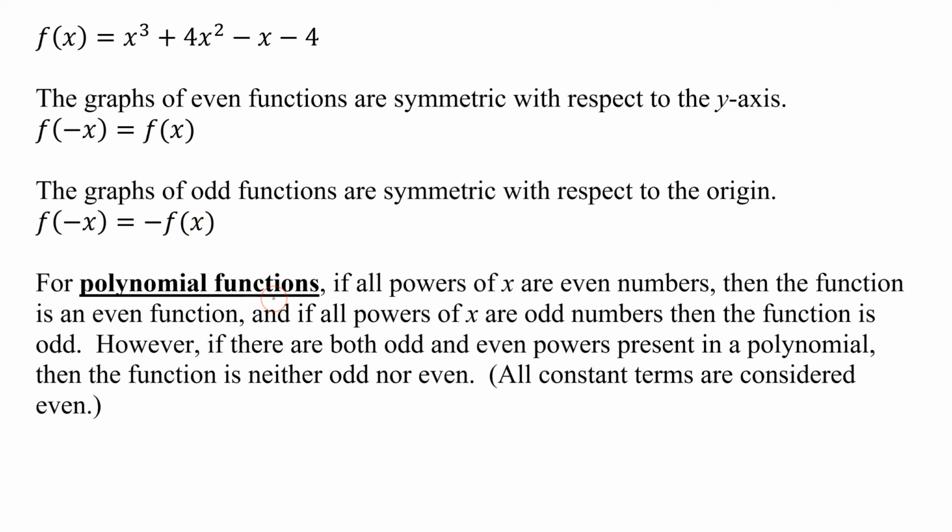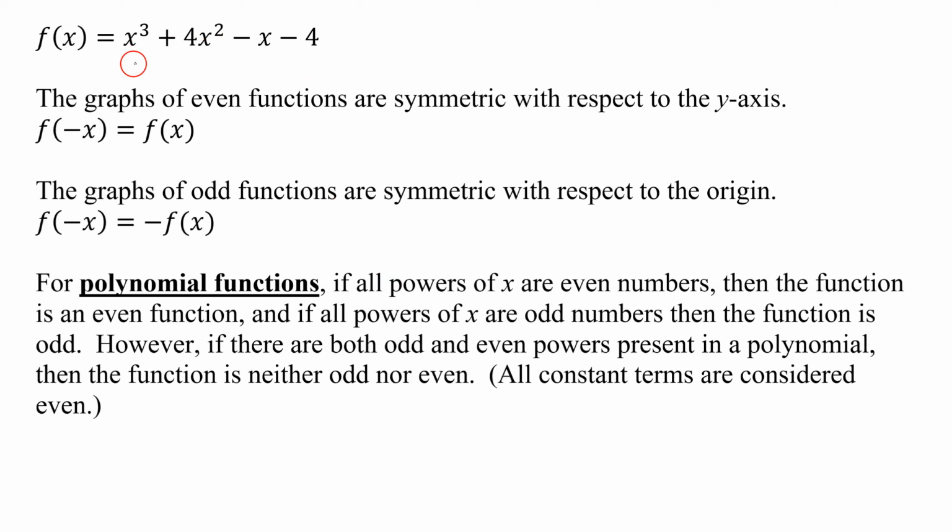But because we're dealing with a polynomial function, we don't have to work all this out. There's a shortcut for polynomial functions that says if all powers of x are even numbers, then the function is an even function. If all powers of x are odd numbers, then the function is odd. However, if there are both odd and even powers present in a polynomial, then the function is neither odd nor even. And don't forget, all constant terms are considered even.